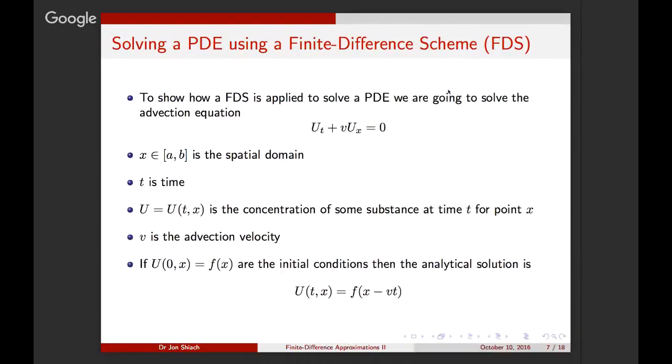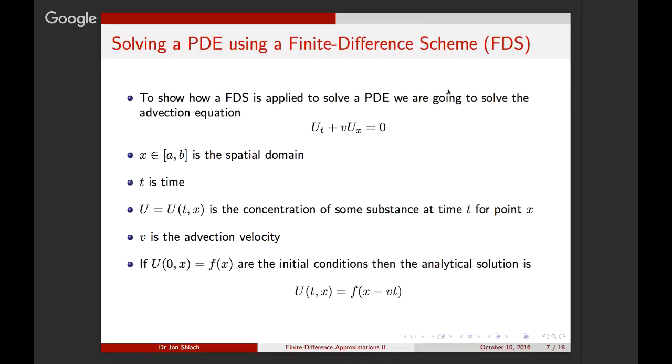Right, so that's finite difference approximations. How do we solve a PDE? So that's what we're going to be looking at today. Okay. What we do is we derive a finite difference scheme. Okay. And we're going to be looking at this. This is a very simple PDE, one of the simplest, and it's called the advection equation. And all it does is it moves something from one place to another.